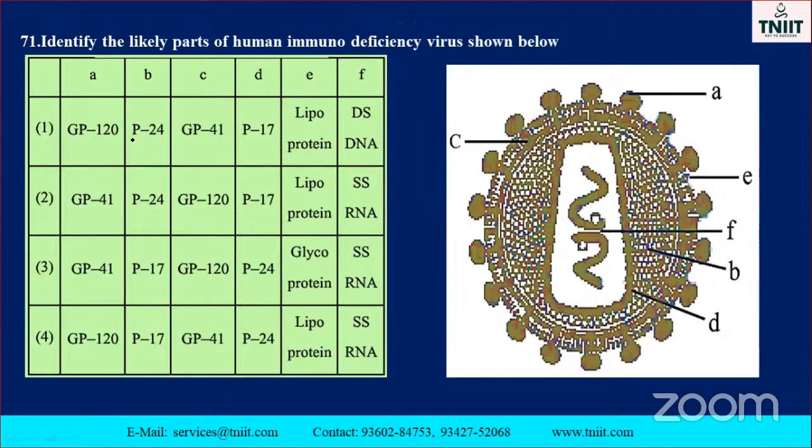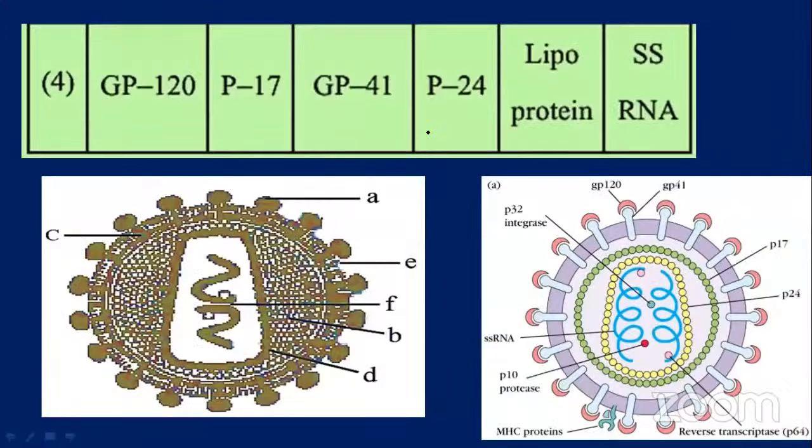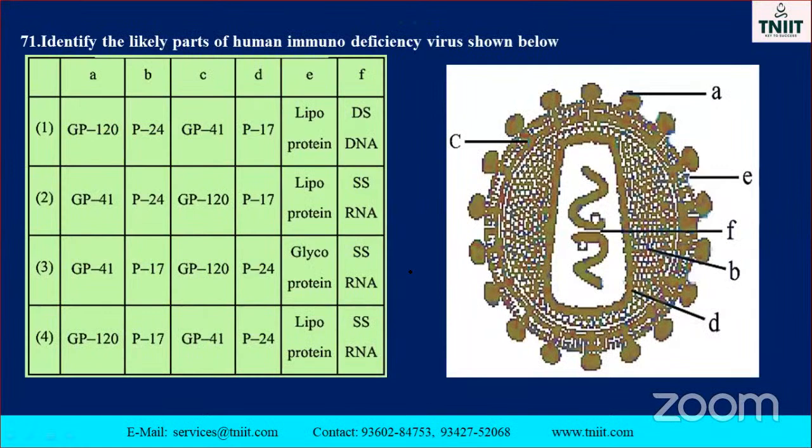And then B, P17 protein. Not a glycoprotein, here the protein molecule is there. Where is that? B. See, this one is called P17. Maximum, which one is present in it? P17 only is present in it. So these three are correct. And protein 24, where is it? D. So this one is called protein 24, the inner core covering. The outer covering is the GP41. The inner covering is called P24.